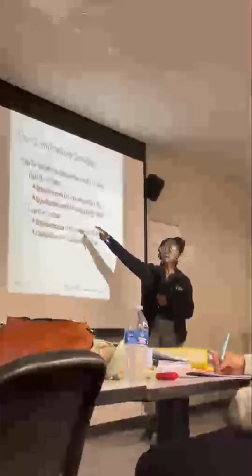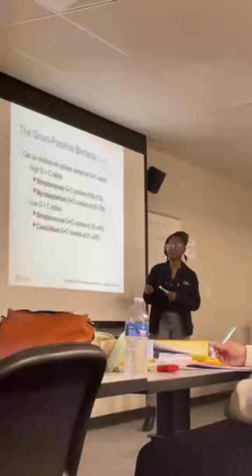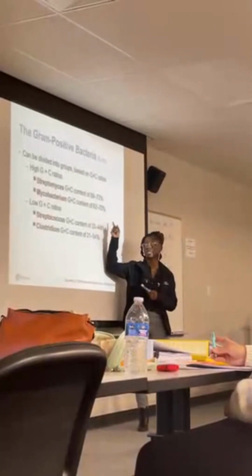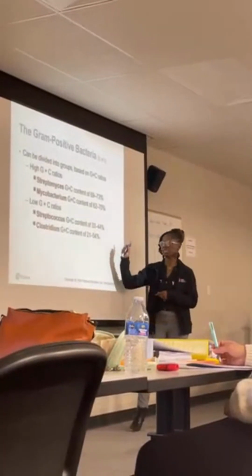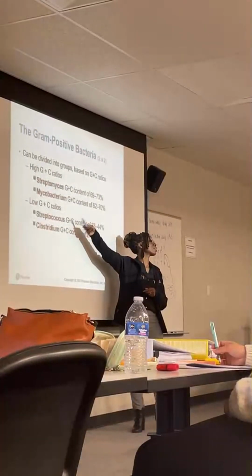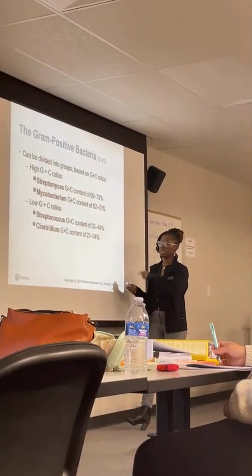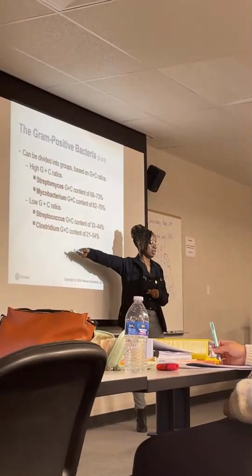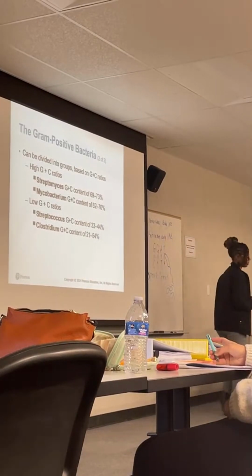Then the Mycobacterium, you've seen that. When looking at the Mycobacterium, this one is going to be 62 to 70% G to C's. Now you have your low G to C ratio, which is going to be less than 60%. So Streptococcus, that's where you're going to find strep throat. Streptococcus has a G to C content of 33 to 44%. And then Clostridium, that bad one, is going to have a G to C content ranging from 21 to 54%.